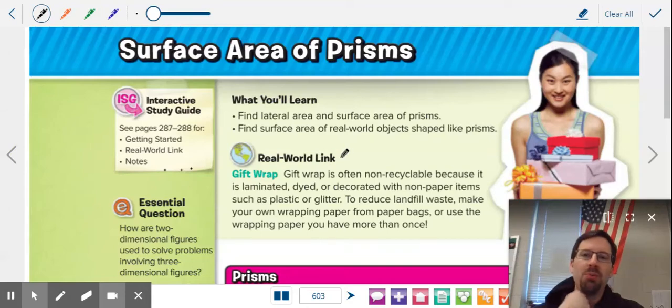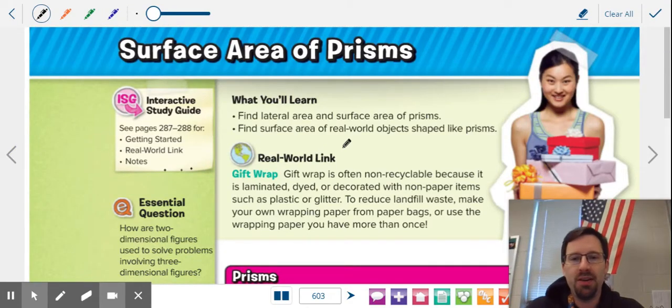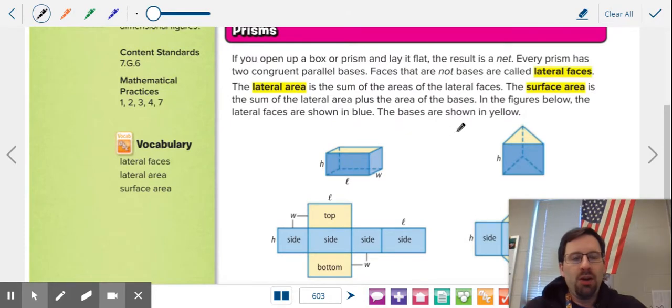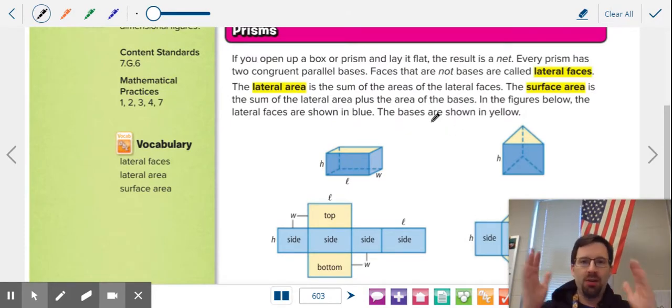Hello, pre-algebra. Welcome to our final topic, the surface area of prisms. So what is surface area? It's the area of all the surfaces on a shape. In this case, we're going to be talking about rectangular prisms and triangular prisms.